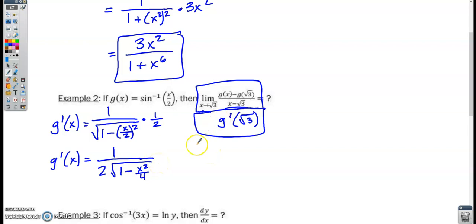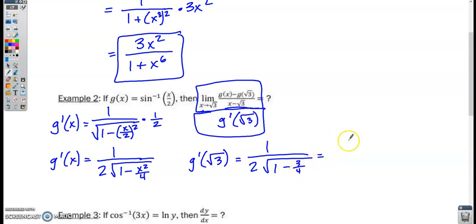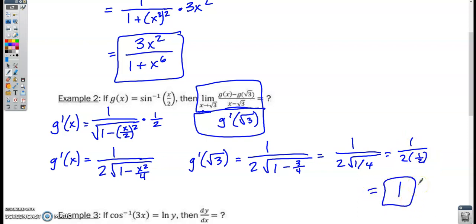And now my value here is equal to g prime of the square root of 3. So I'm going to substitute square root of 3 in here for x. Square root of 3 squared is just 3. Makes this 1 over 2 times the square root of 1/4. Square root of 1/4 is 1/2. And bada boom, bada bing. The value of this limit should be 1.